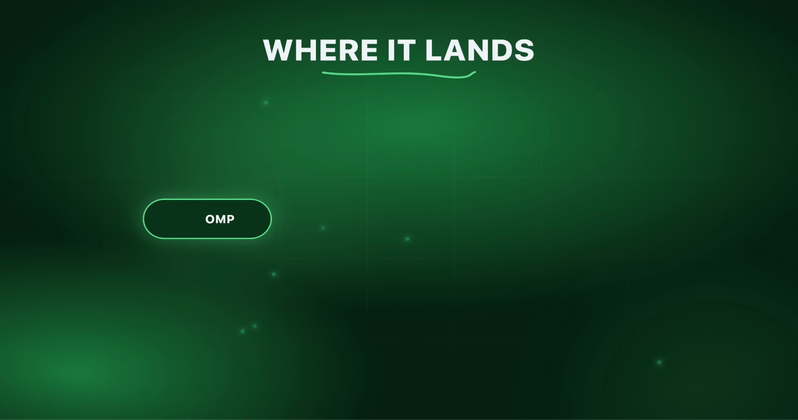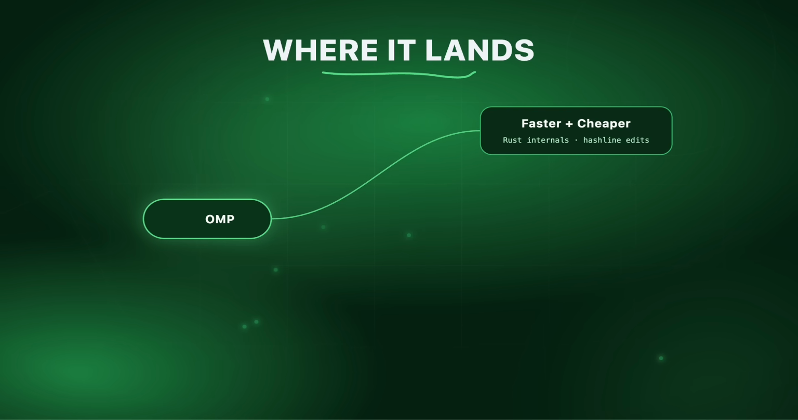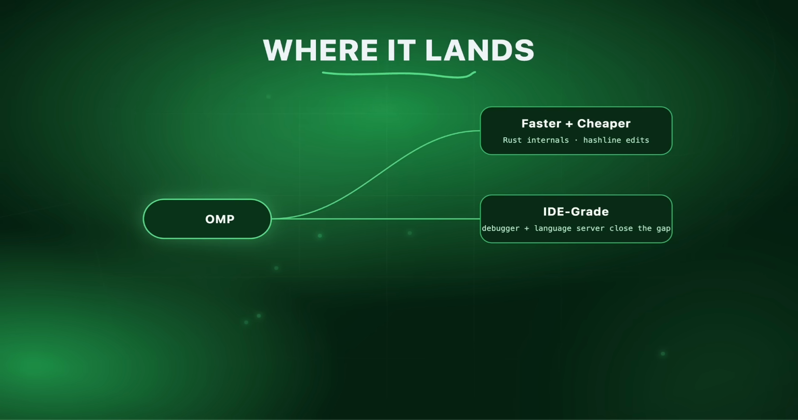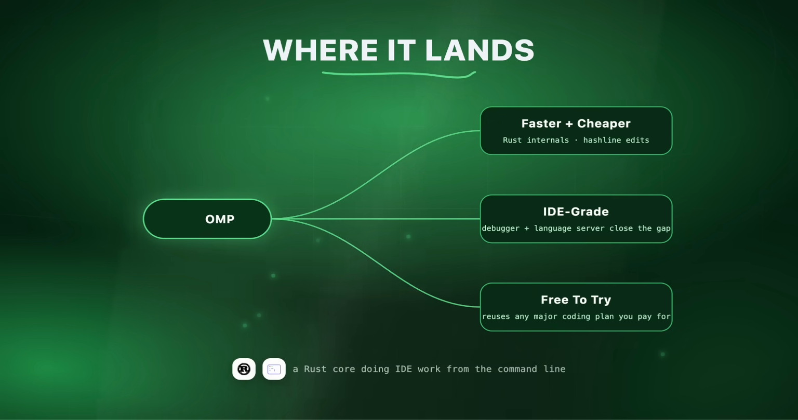So where does it land for me? The Rust internals and Hashline make it noticeably faster and cheaper than what I'm used to. The debugger and language server support close the gap between a terminal agent and an actual IDE. And the subscription reuse means trying it costs nothing if you already pay for any major coding plan.